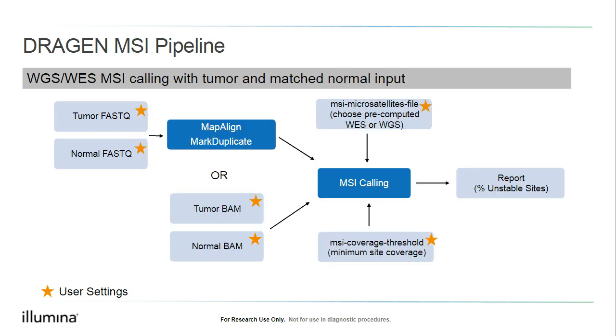The workflow, again, is fairly straightforward, and in the orange stars is where we indicate what the user needs to provide. So you can start off with a tumor FASTQ and a normal FASTQ, or you could start with a tumor BAM and a normal BAM. And that essentially is input to the MSI caller. There are two user-provided inputs. One is the microsatellites file. So again, these are the regions that you would want to call MSI over, and also the threshold. The output of the MSI caller is a report that lists all the unstable sites within those regions.